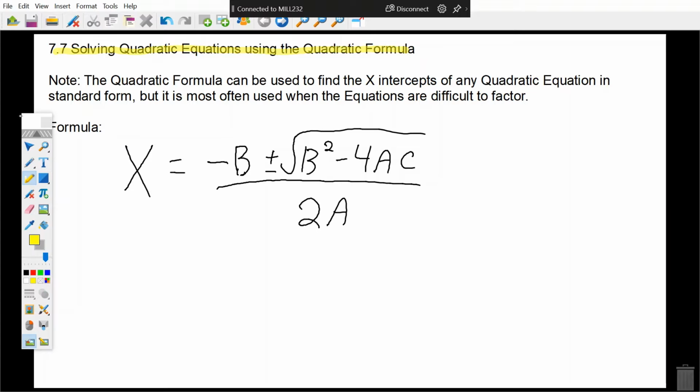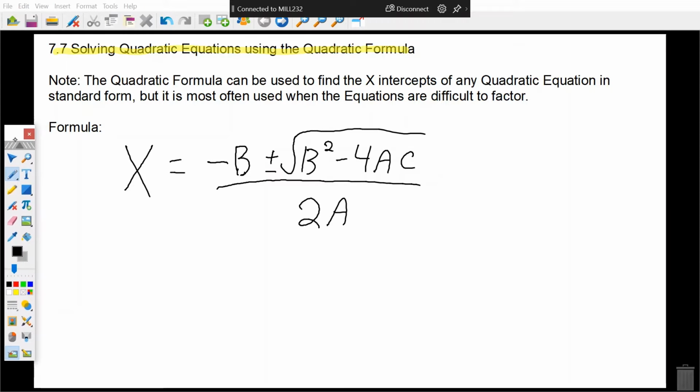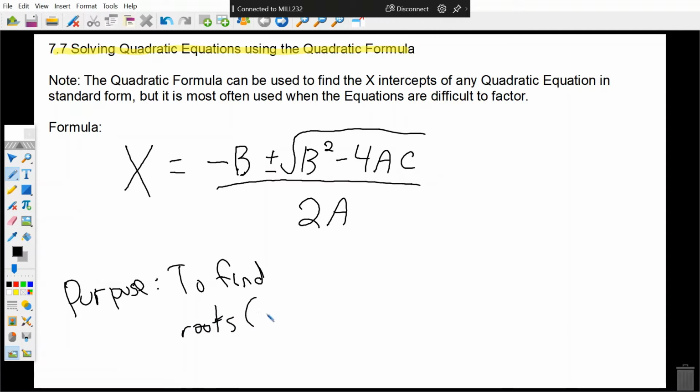Let's begin. The quadratic formula is our final formula that we are going to use this year, and it might be the most popular one that students would like to use. The purpose of the quadratic formula is to find the roots or x-intercepts when you have a standard equation of the quadratic equation, okay? And you can use the quadratic formula at any time.